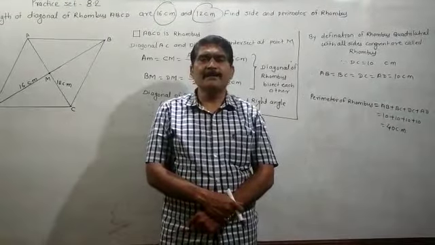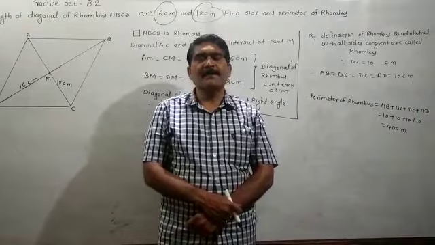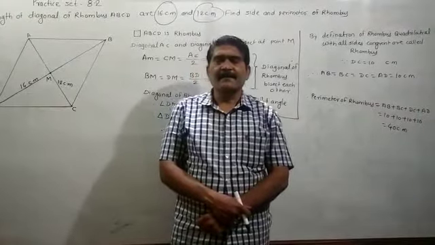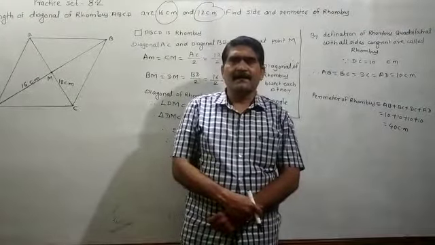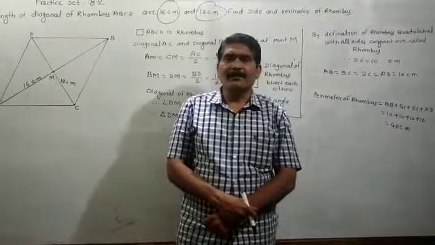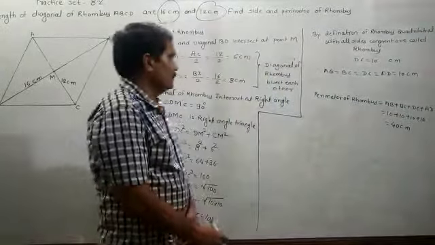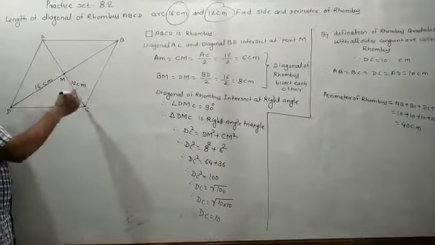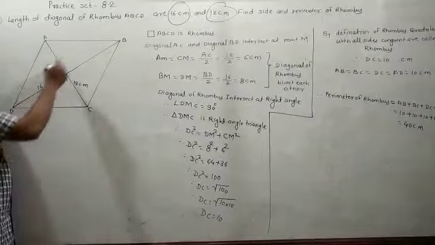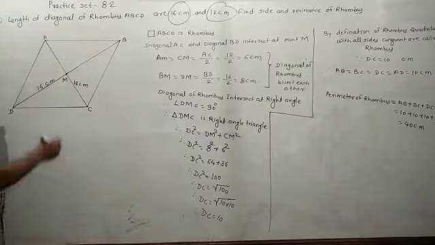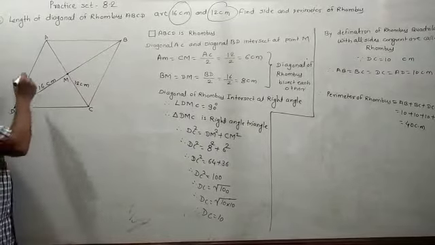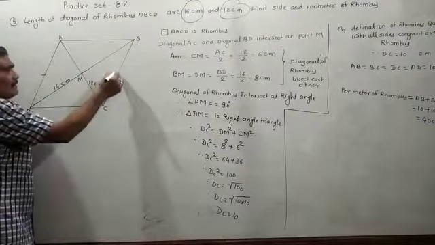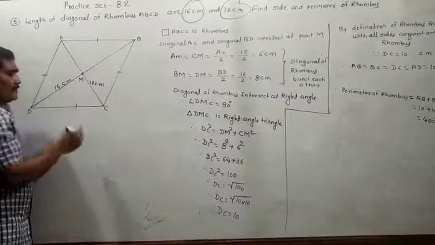Then what is the definition of rhombus? We say that a quadrilateral with all sides congruent is called a rhombus. Means if this is the rhombus, one of the diagonals is 12 centimeter and another diagonal is 16 centimeter. At that time, I will say that the quadrilateral with all sides congruent is called a rhombus.